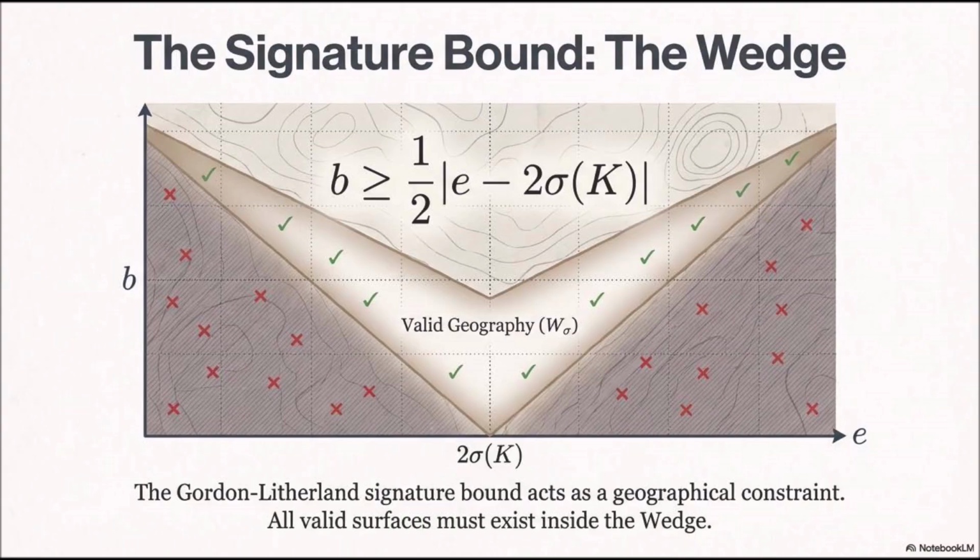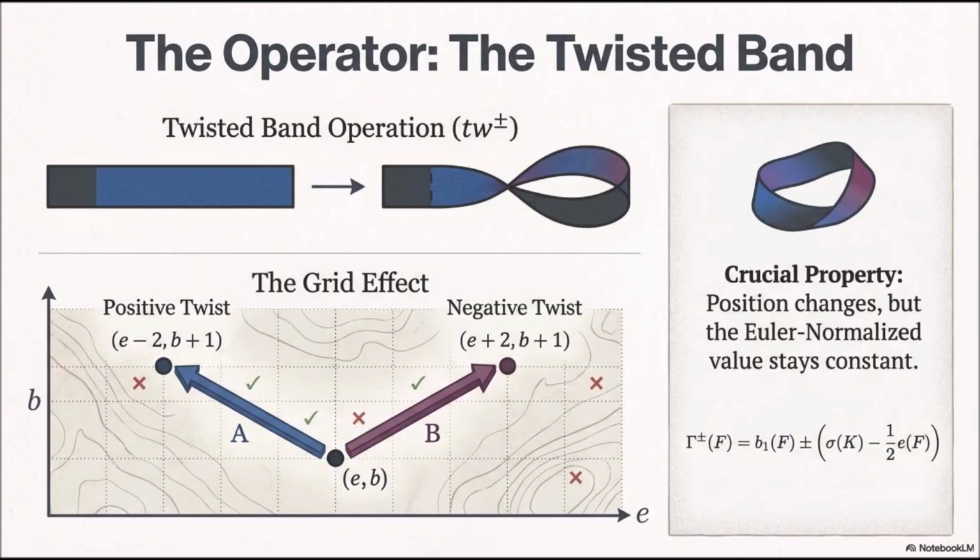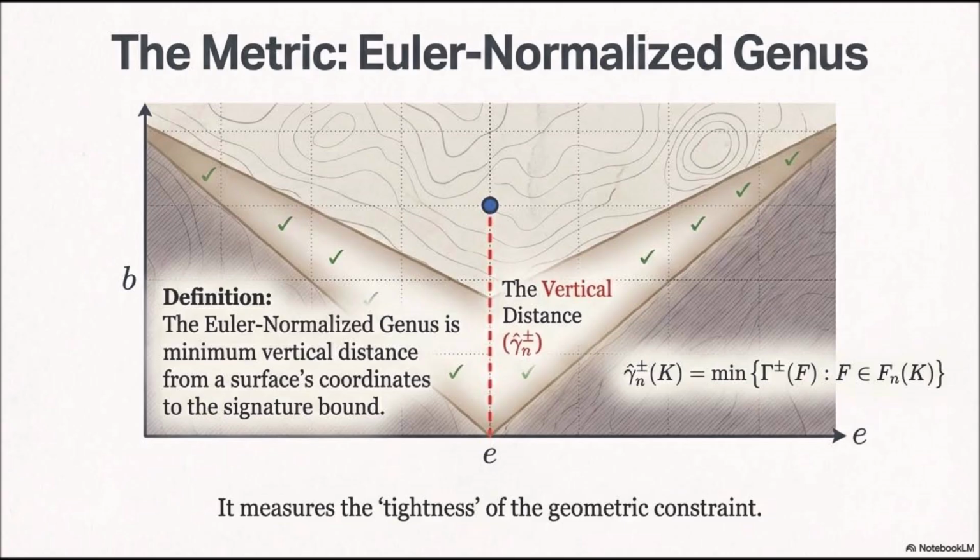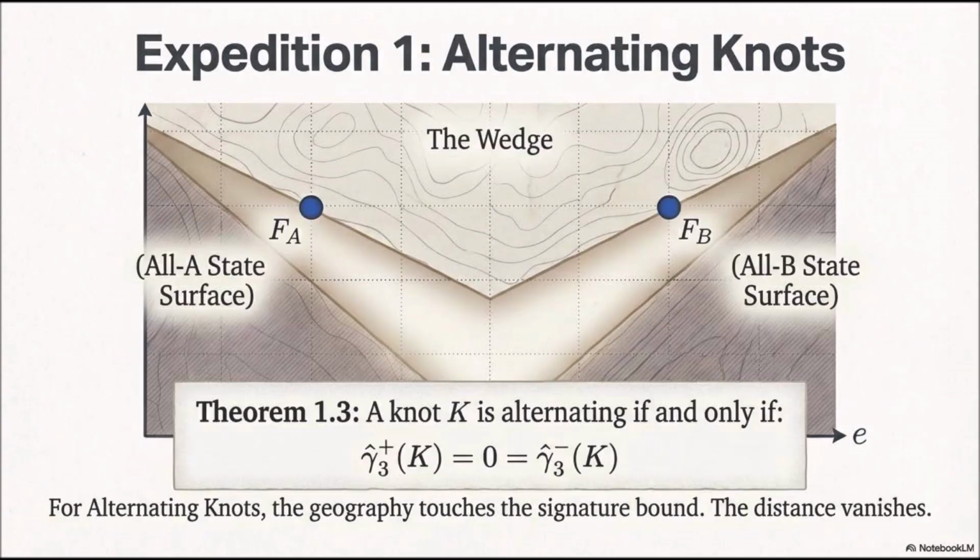Just like the signature sigma creates a wedge centered at a point on the grid, this upsilon invariant creates another wedge, this one centered at a different point. So now we have 2 of these V-shapes on our geography grid. And any real surface has to lie inside both of them? It has to be in their intersection. And this is how they prove theorem 1.2. They combine the wedges. Right. The Euler-normalized genus is the distance between these wedges.